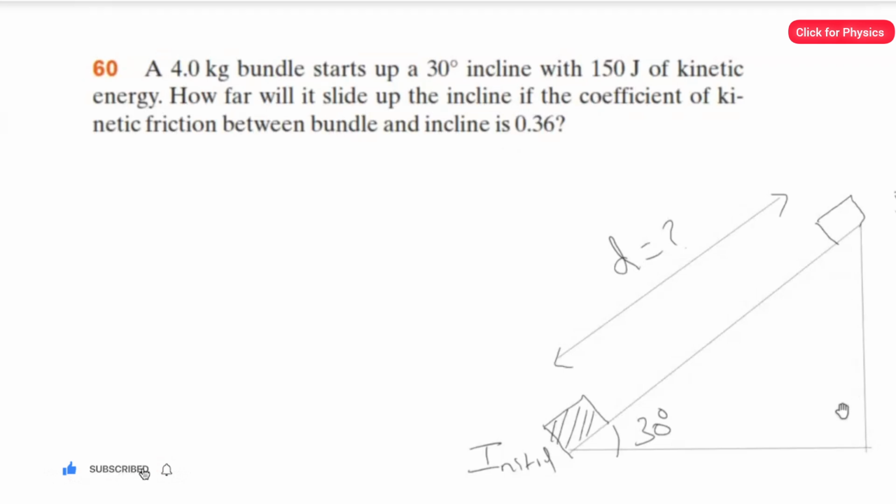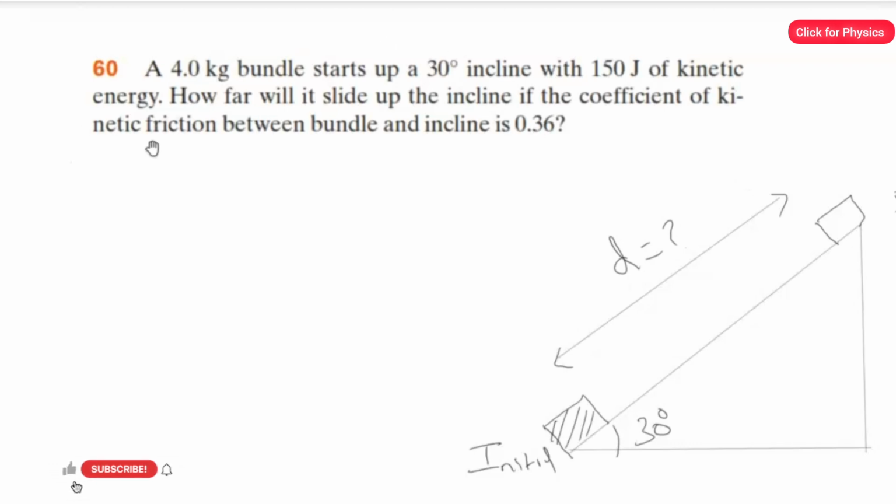In this figure, we have an inclined plane with an angle of 30 degrees. We have a bundle at the initial position, and this bundle starts moving up the incline and reaches the maximum height. When the bundle reaches the maximum height, how much distance it has covered, that value we have to find.